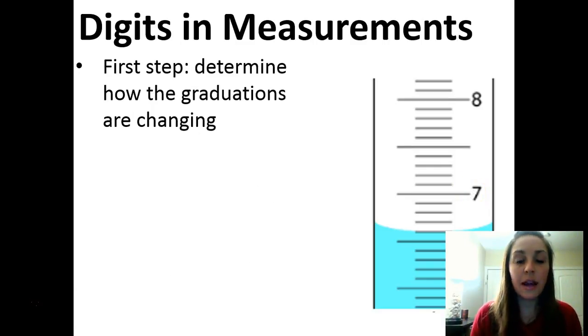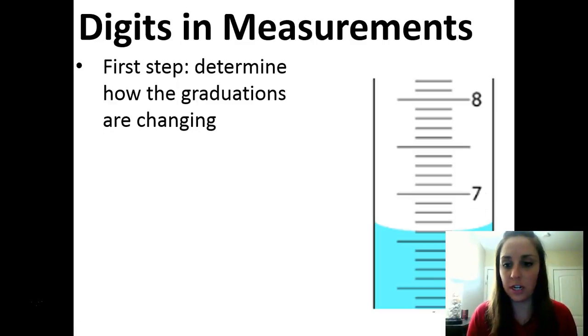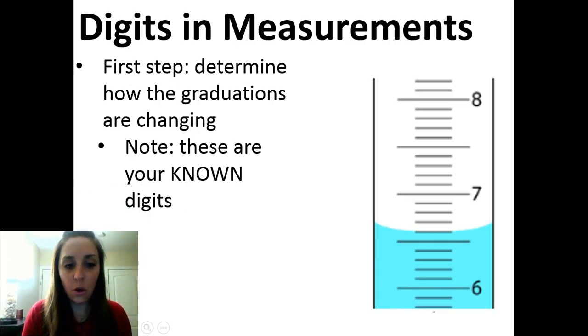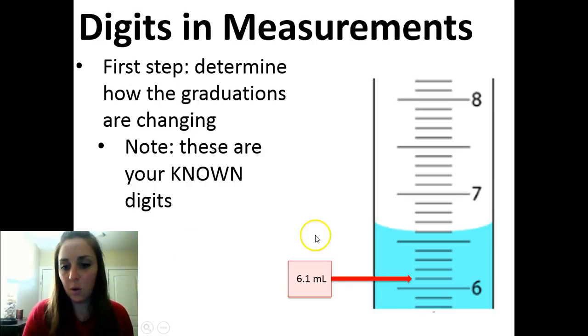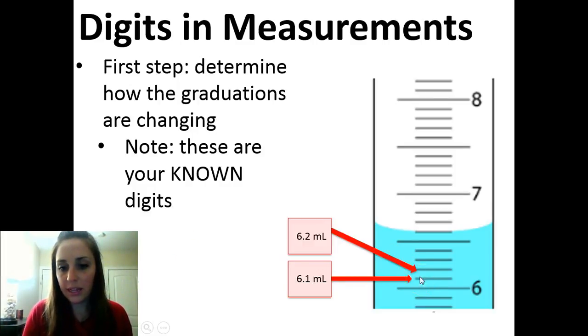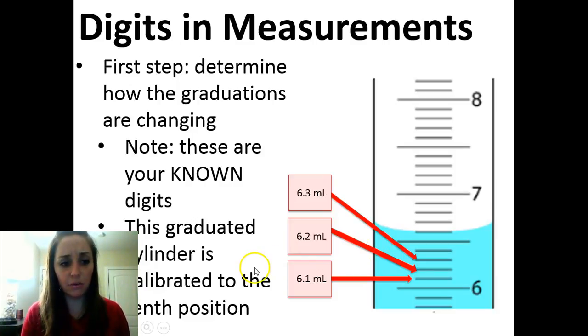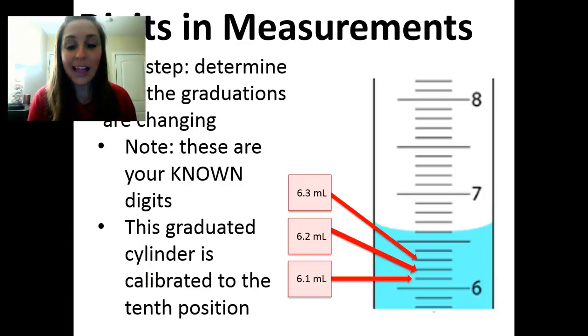So the first step is what I just went over: determine how the graduations are changing. I'm going to move my window there. So these are your known digits. If we look over here, this is 6.1, this is 6.2, this is 6.3. For the duration of this video, I'm going to put my known digits in a red box. We could say this graduated cylinder is calibrated to the 10th position because it's changing 0.1, 0.2, 0.3. That's your 10th position. After your decimal, you have your 10th, your 100th, then your 1000th.